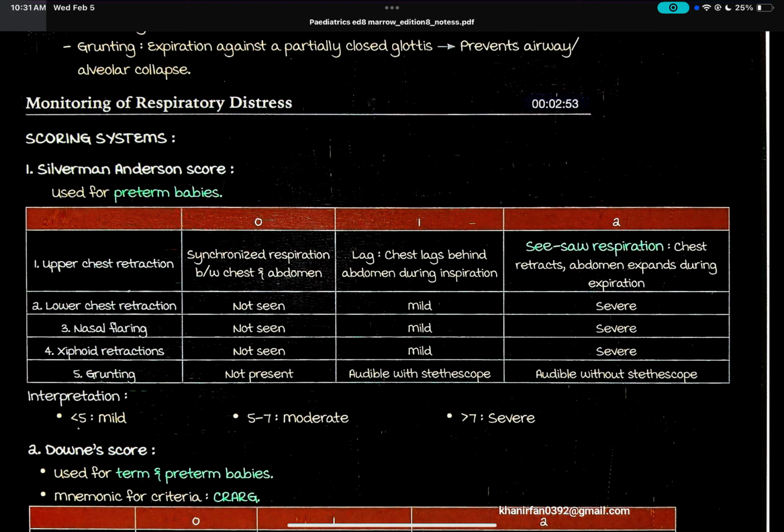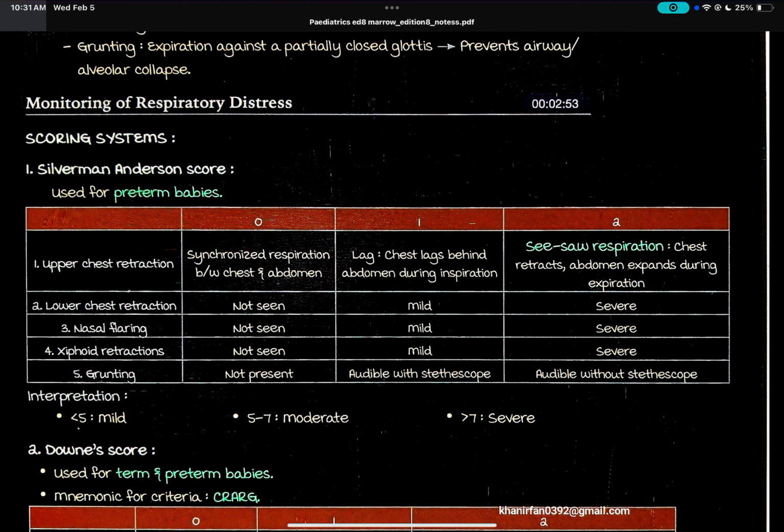That is very severe. Then there is severe lower chest retraction, severe nasal flaring, severe xiphoid retractions, and the grunting is even audible without a stethoscope. So that is score 2, the severest, the maximum score. The higher the score, the more the respiratory distress. So you remember score 0 and you remember score 2.